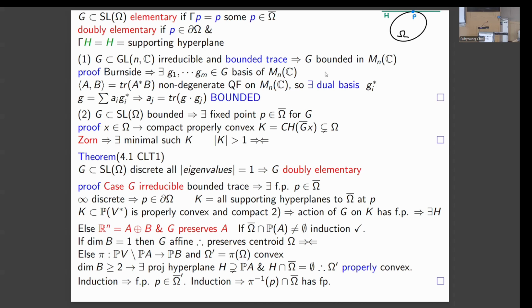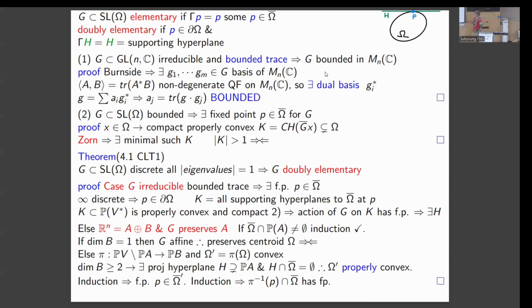It's called doubly elementary if there's a fixed point in the boundary of omega and there's a supporting hyperplane. So here H is this hyperplane, and the hyperplane is also fixed. Oh, that G should be gamma. G and gamma are the same thing. So a group is elementary if it fixes a point. It's doubly elementary if the point's in the boundary and it also fixes a supporting hyperplane.